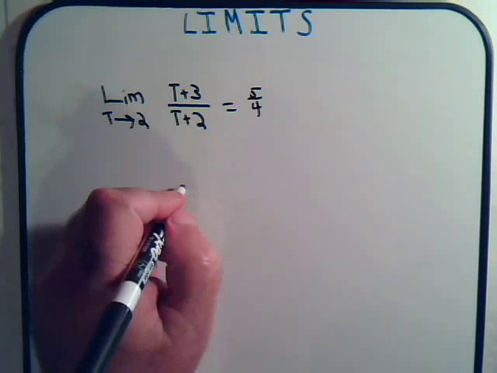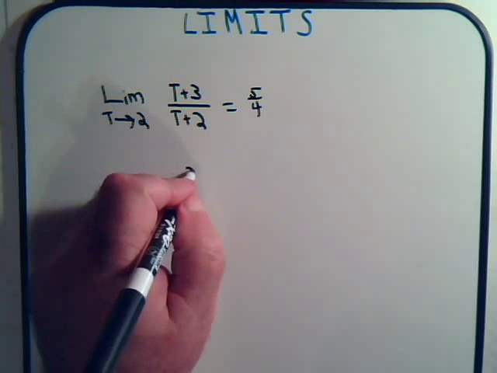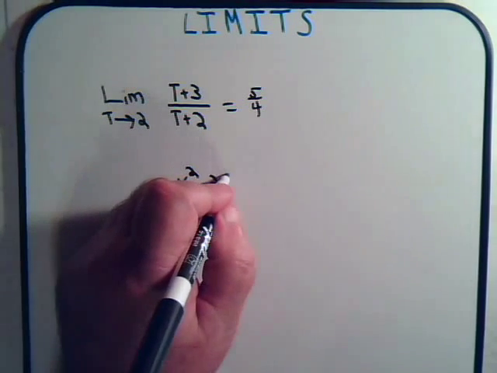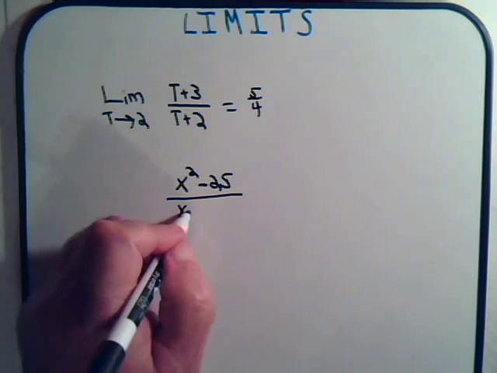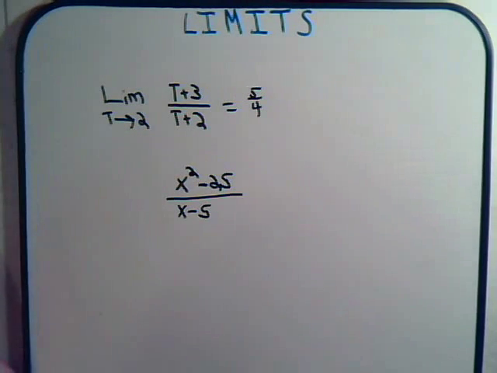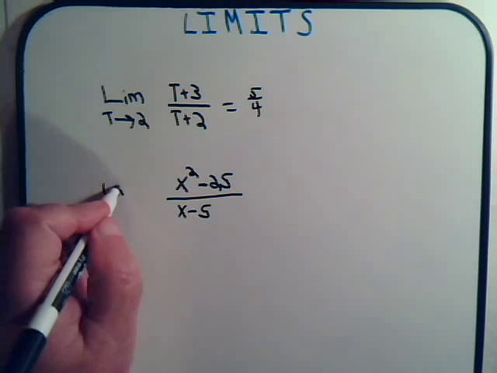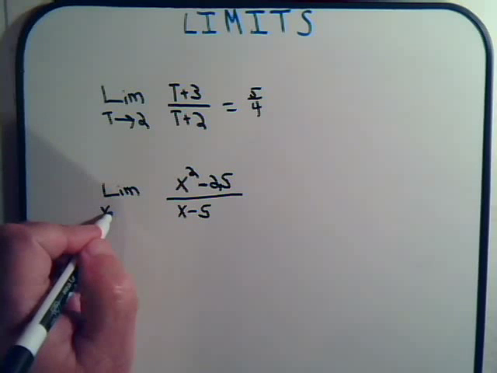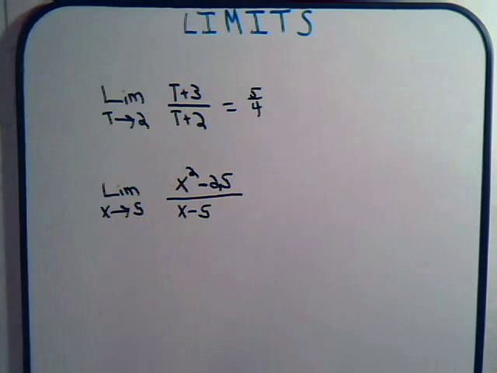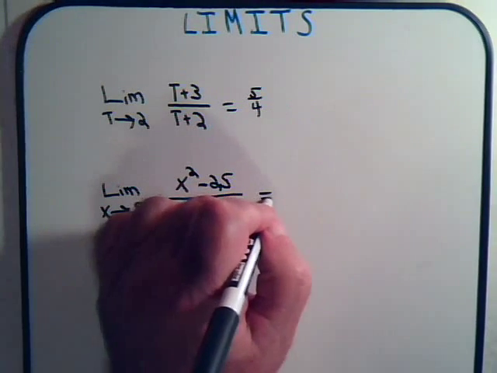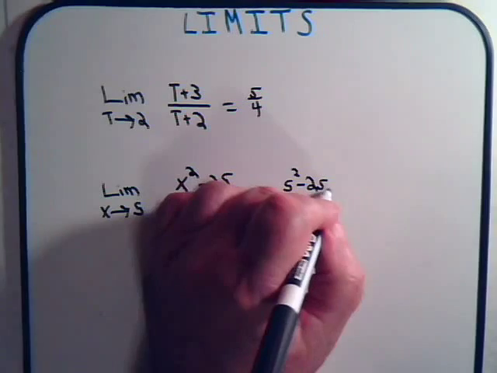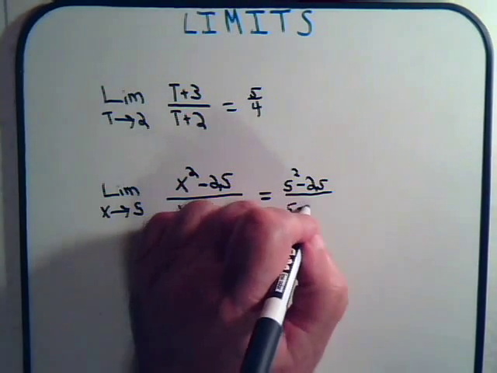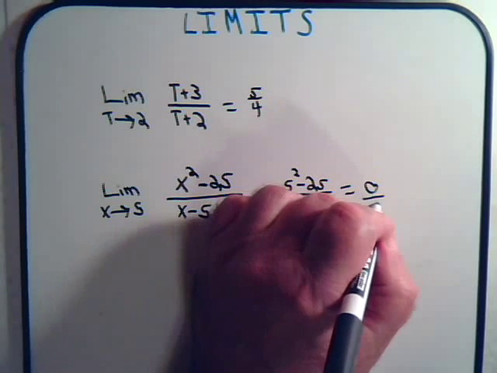Suppose, for example, we have this kind of problem. Say we have x squared minus 25 divided by x minus 5, and we want to take the limit of this as x approaches 5. Now if we try just plugging it in, here we will have 5 squared minus 25 divided by 5 minus 5, and we get 0 over 0.